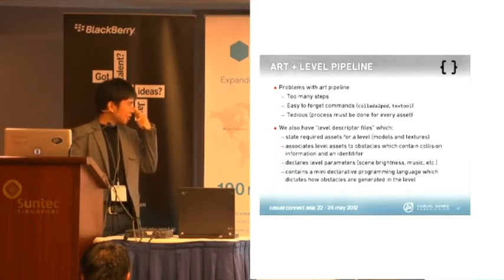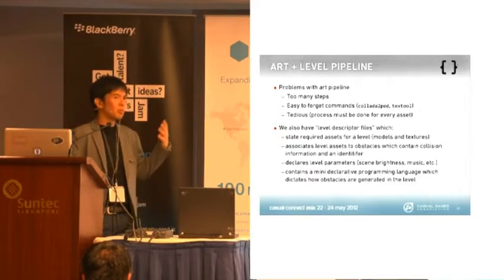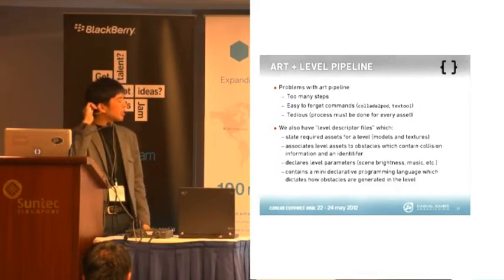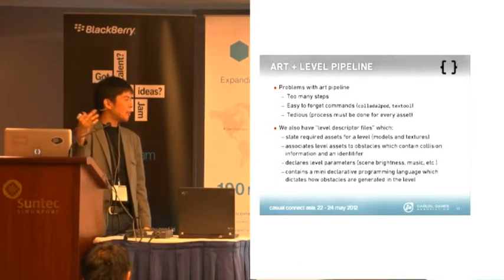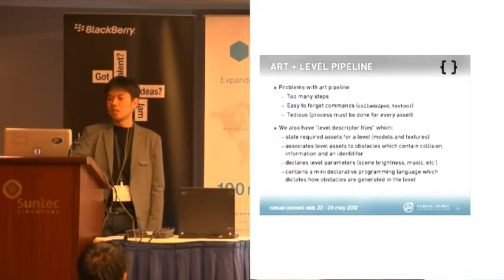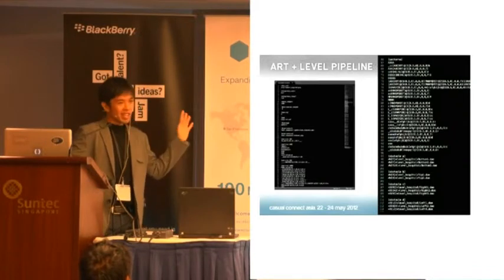Besides that, we also have level descriptor files, which state what assets are in a level, what assets go to which obstacles, which go to which levels, and parameters for the level in general, like how bright it is and what music there is. And here comes the thing I was talking about earlier. Because we're weird and crazy, we ended up creating our own mini programming language, which is declarative, which dictates how obstacles are generated in the level. And if you're wondering what that looks like, it looks like something like this, which I'll actually discuss in a bit, so don't worry.